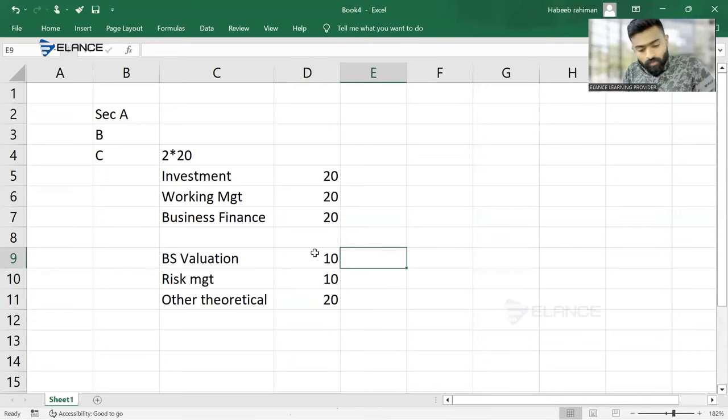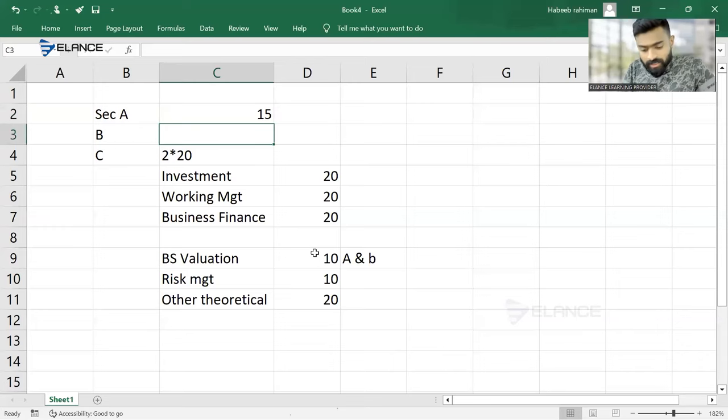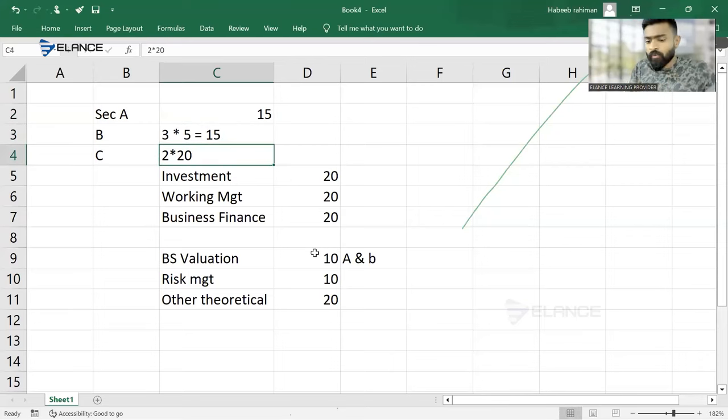These topics will only be tested in section A and section B. Section A has 15 objective type questions, and section B has 3 questions, each having 5 objective type questions. In total, it will have 15 questions. So this is the overall exam pattern or exam structure from the topics.